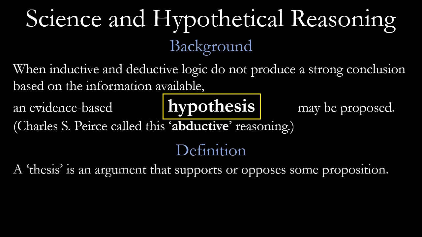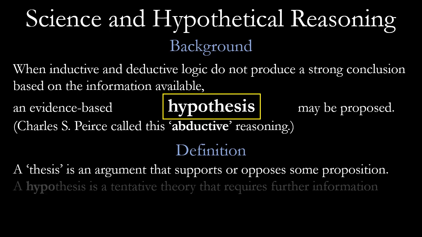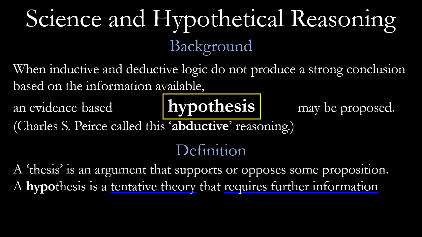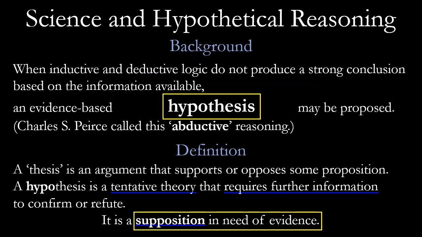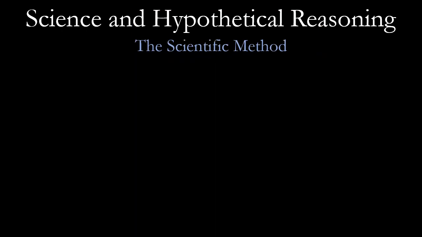And so just a little bit on definitions. A thesis is an argument that supports or opposes some proposition. Generally, when we talk about my thesis, we're talking about some kind of argument that we're making. A hypothesis is a tentative theory that requires further information. A hypothesis needs more information in order to confirm or refute itself. It is a supposition in need of evidence. That's what a hypothesis is. That's what we're talking about here.